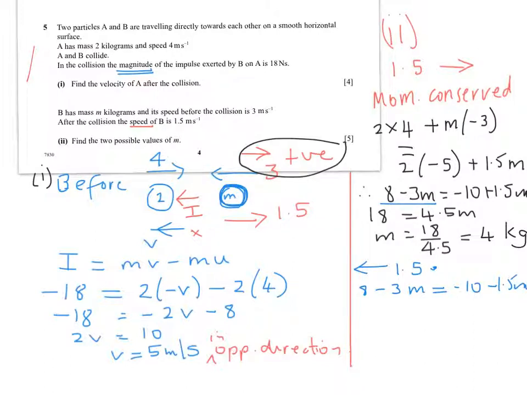So solving that then, if we add 10 to each side, that gives us 18. We add the 3m to each side, we get 1.5m. So 18 over 1.5 is m, and it does indeed work out to be much bigger than it was before. So there we have our 2 possible values, 12 kilograms if B continues in the same direction, and only 4 kilograms if it was rebounding in the same direction as A. So those are our 2 possible values for m, and that's our question completed.